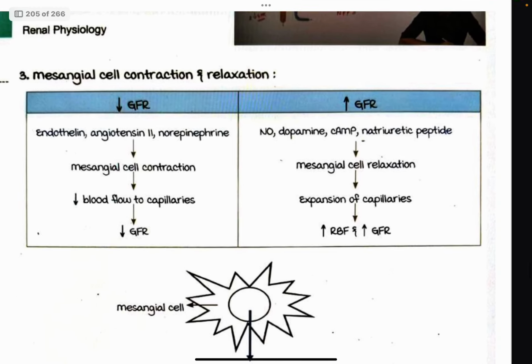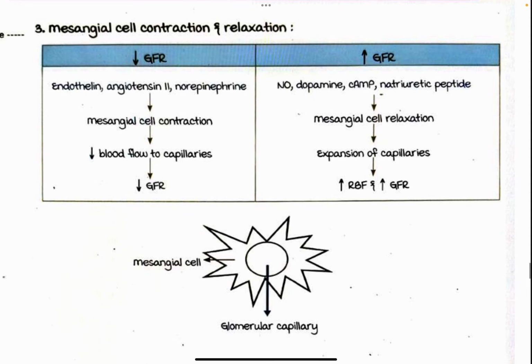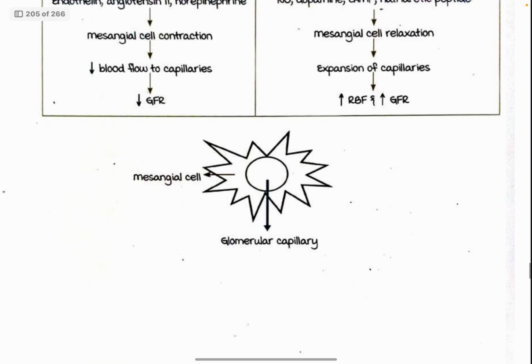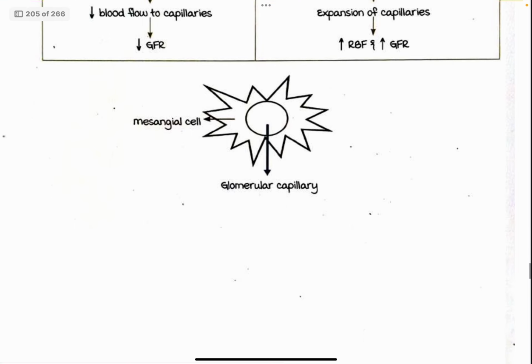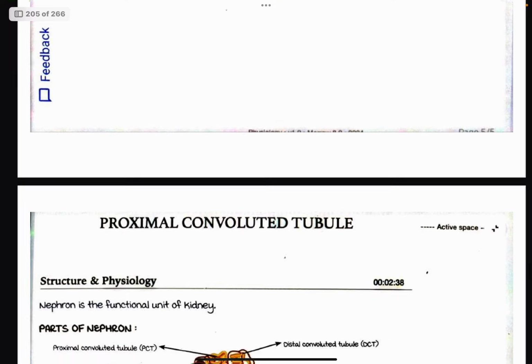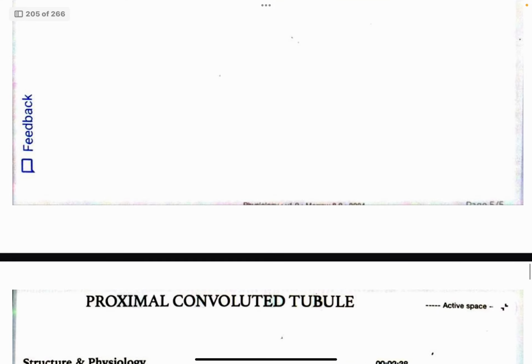Mesangial cell contraction and relaxation. Decreased GFR: endothelin, angiotensin II, and norepinephrine cause mesangial cell contraction, decreased blood flow to capillaries, and decreased GFR. Increased GFR: nitric oxide, dopamine, calcium, cyclic AMP, and natriuretic peptide cause mesangial cell relaxation, expansion of capillaries, increased renal blood flow, and increased GFR. Mesangial cell, glomerular capillary. We will continue with the proximal convoluted tubule.